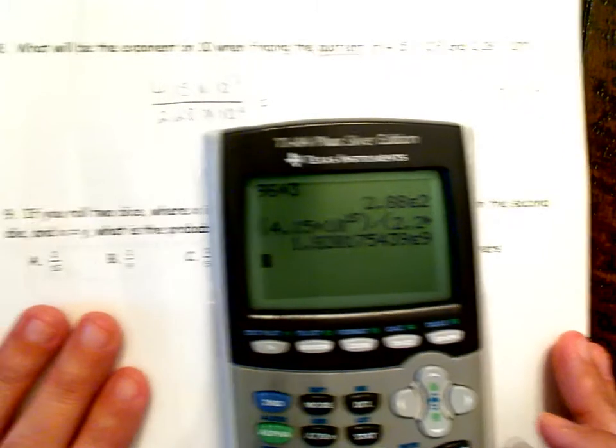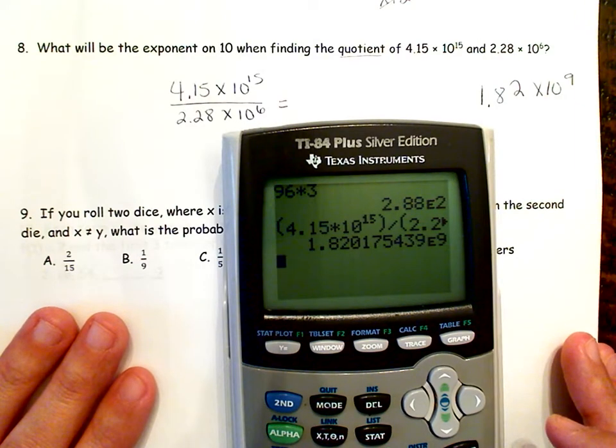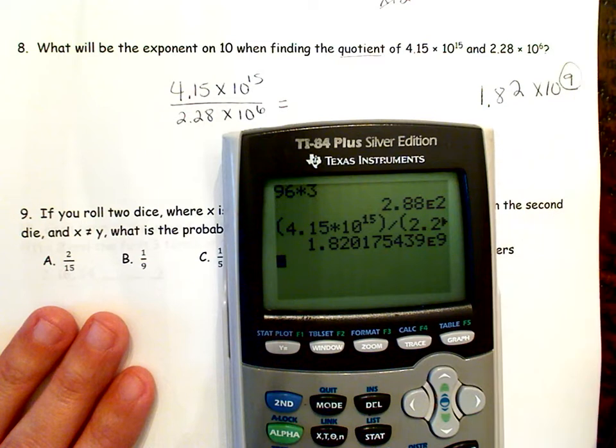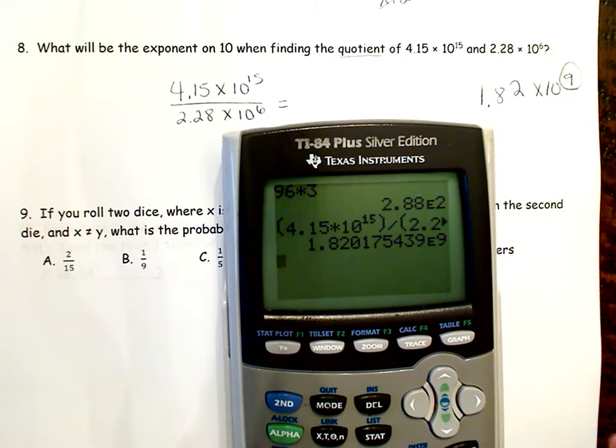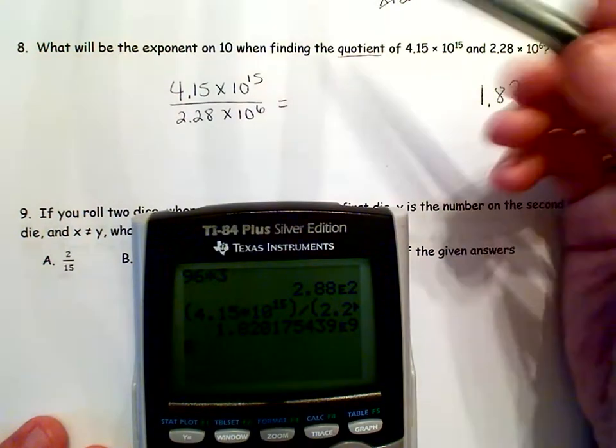And so the question is just asking, what is the exponent? Well, the exponent on 10 is 9. So this wasn't a very hard problem. It's very easy. Sometimes just plugging things into the calculator you might just come across the answer. If it's multiple choice, that makes it a little bit easier.